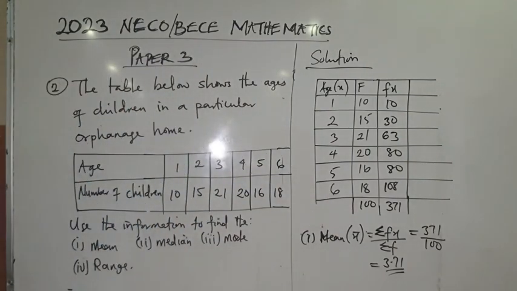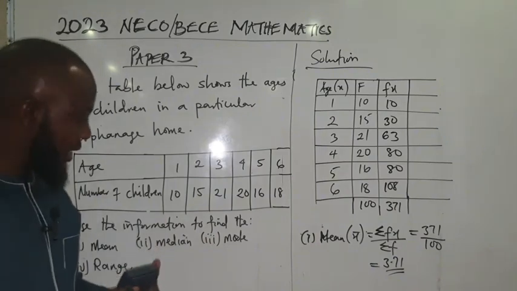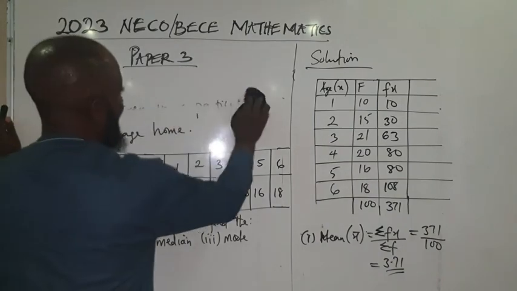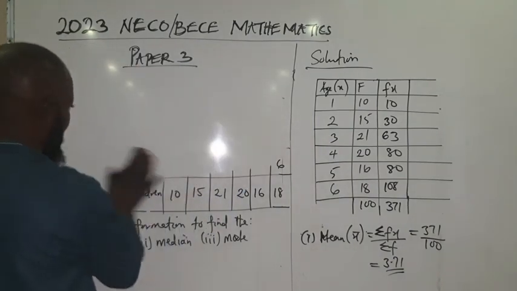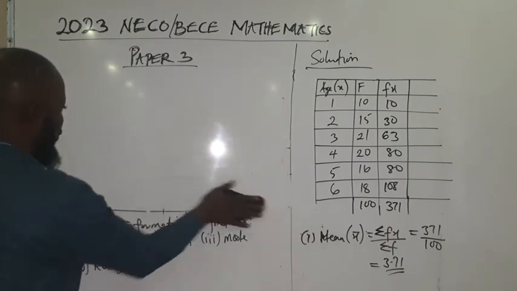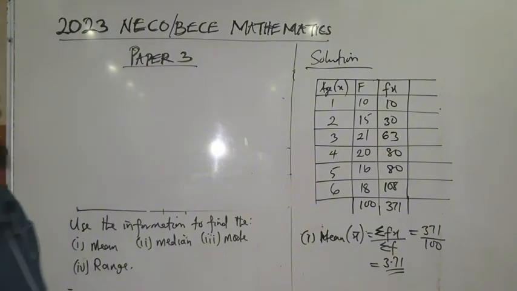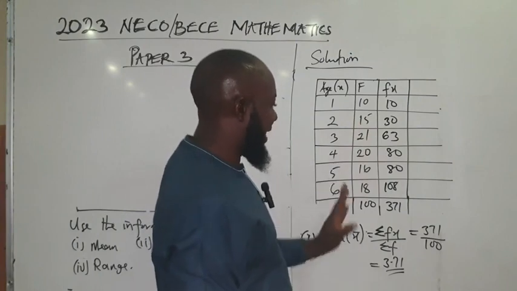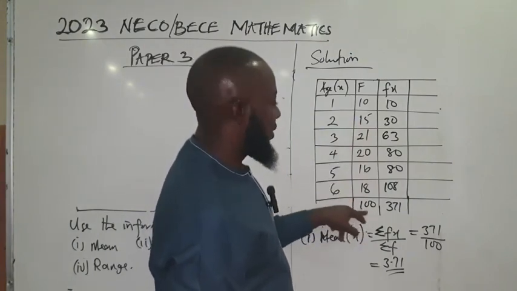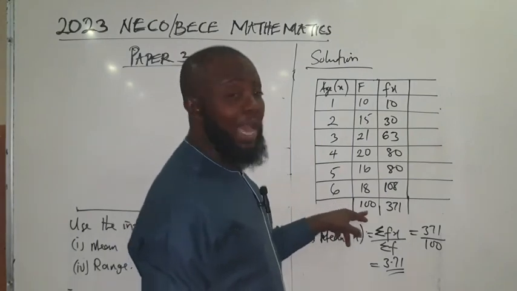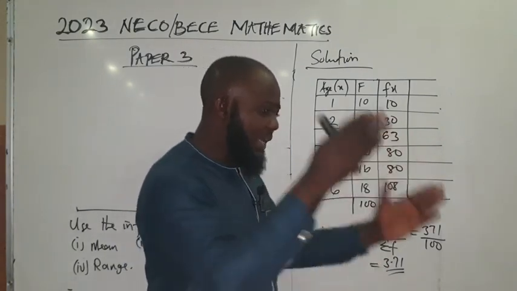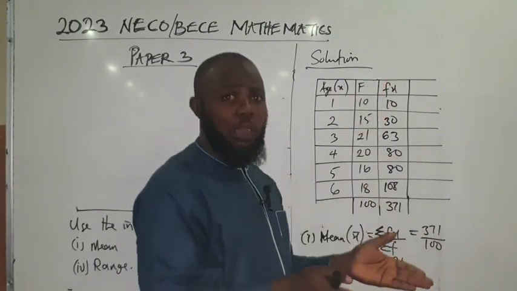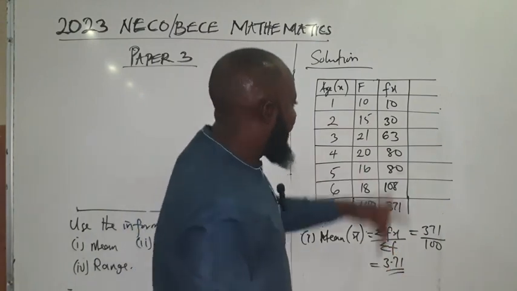It remains the median. So to calculate the median now, I will have to erase this part. Median means the middle number. So we cannot start writing out 1 in 10 places, 2 in 15 places, and so on and so forth. Instead, the total children in this orphanage home are how many? 100. If we divide them into 2, that will be 50-50. So the middle age will be between 50 and 51. But how are we going to identify that?